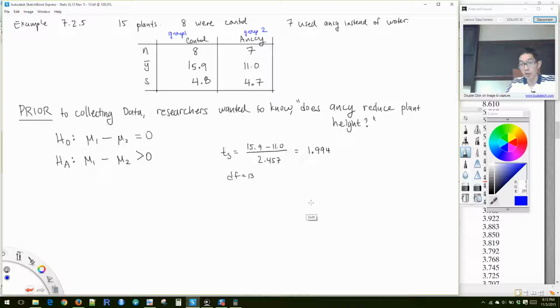So this time our picture is a little bit different. In this case, because we're interested only in mu1 minus mu2 being greater than 0, in this case we only take the right tail. Okay? We only take the right tail because of the greater than sign means only go to the right.